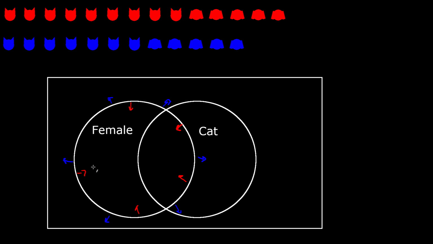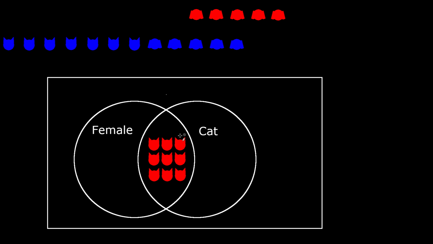So let's see where I would put these responses. So the 9 females that chose cats go inside the female circle and inside the cat circle.